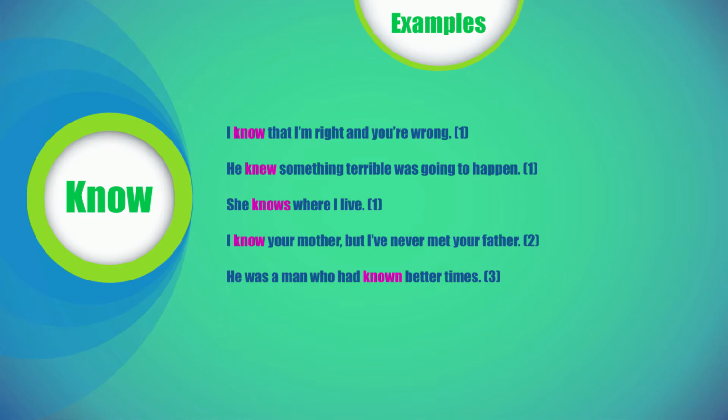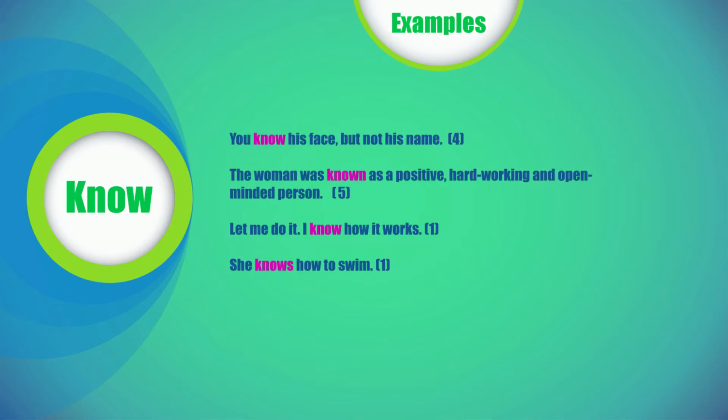Examples. I know that I'm right and you're wrong. He knew something terrible was going to happen. She knows where I live. I know your mother, but I've never met your father. He was a man who had known better times. You know his face, but not his name.